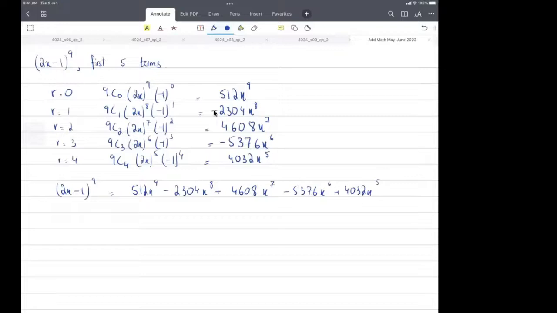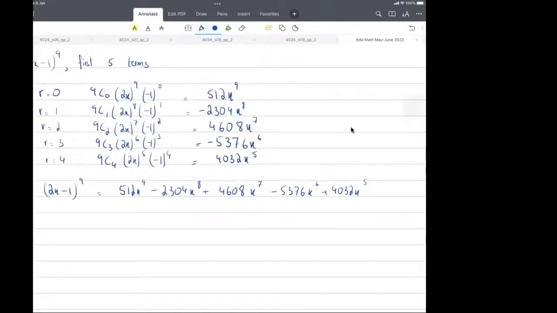Now, this is a pattern that I don't know if you guys will be able to point out. लेकिन जब r पे power नहीं, sorry, when r is equal to 1, we end up getting the coefficient of x to the power 8. When r is equal to 2, we end up getting the coefficient of x to the power 7. When r is equal to 3, we end up getting the coefficient of x to the power 6. And when r is equal to 4, we end up getting the coefficient of x to the power 5. So can you guys identify a pattern here? So it's 9 minus the value of r to get the coefficient.